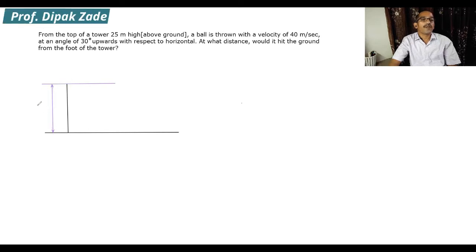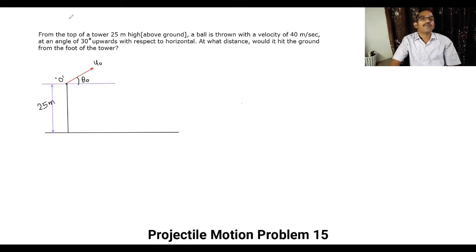The next step: a ball is projected from the top of the tower. That means from this point, say O, the ball is projected in the upward direction at 30 degrees. I can represent it like this: the initial velocity of projection, which we represent as u0, and this angle we represent as theta 0.